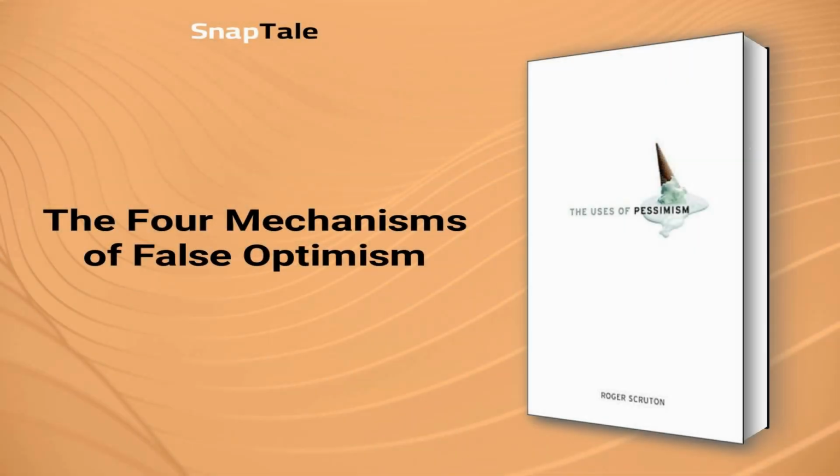The 4 mechanisms of false optimism. The book highlights how optimists resort to fallacies as a defense mechanism to cling to their illusions, including false expertise, transferred blame, hermeticism, and scapegoating.